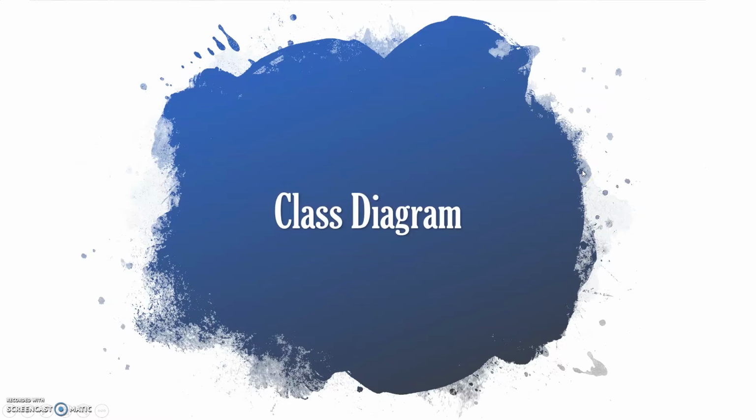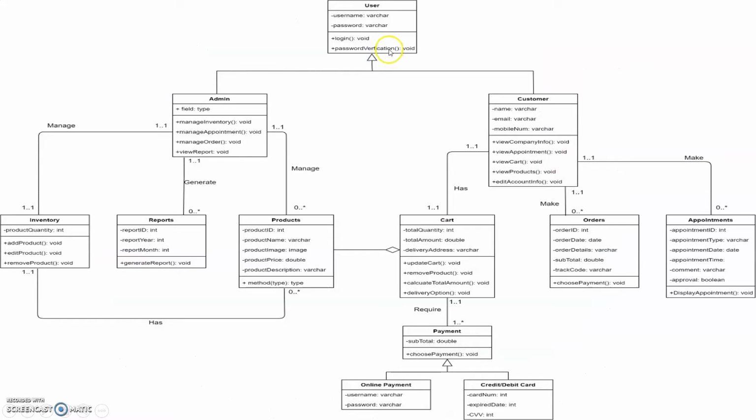Next is our class diagram. So for our class notation, we have the class name, the class attributes, and also the class methods, the class operations. So we have the classes user, admin, and customer, which have the inheritance relationship between them. So the admin and customer classes inherit from the user class.